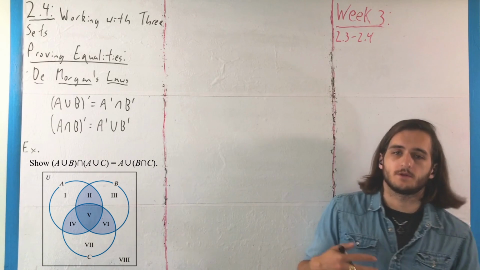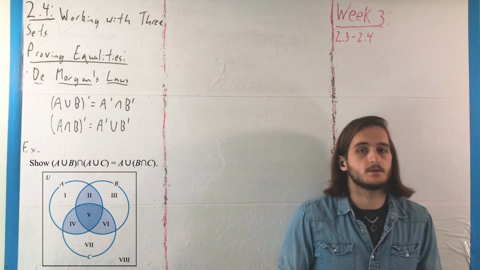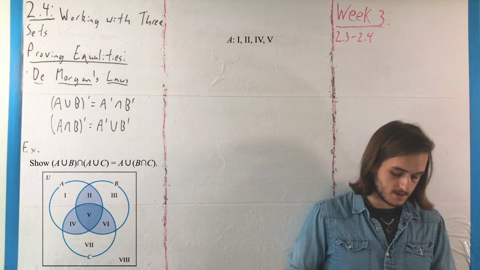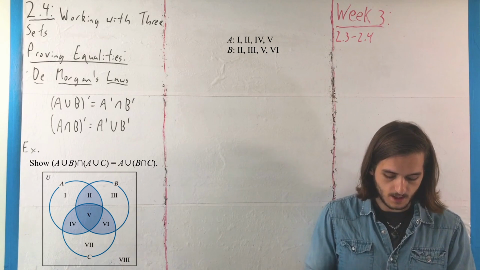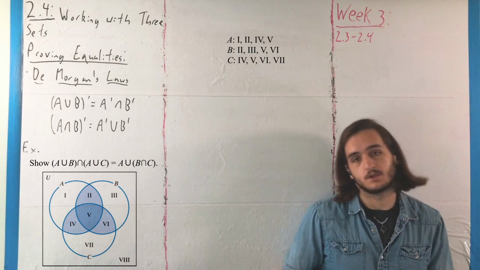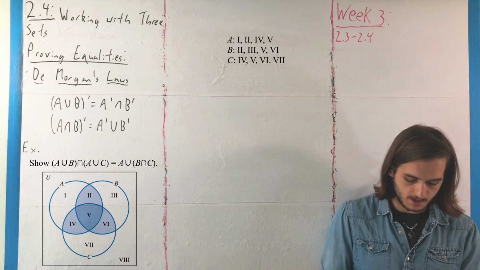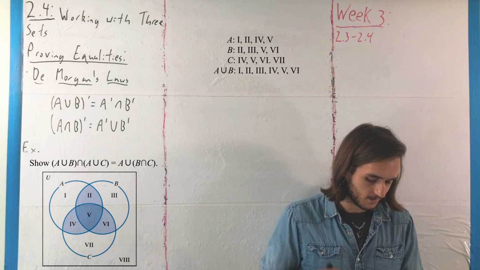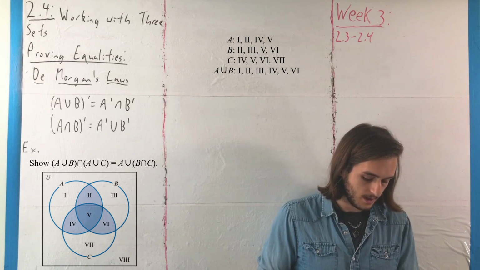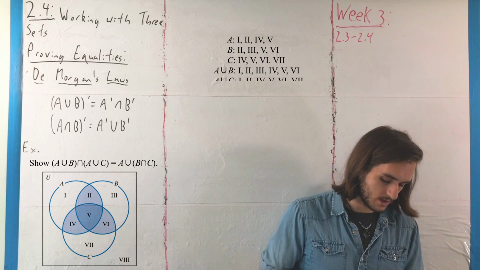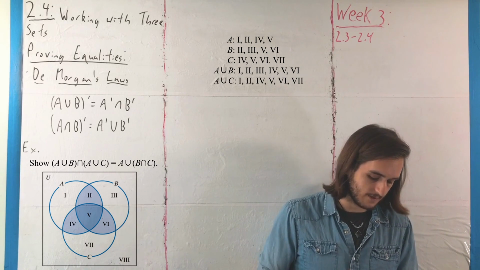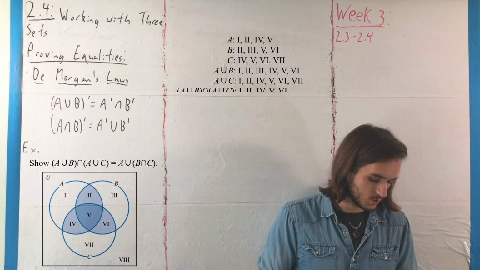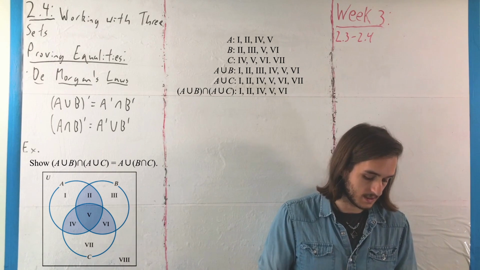So for this, we're going to follow through on the same sort of logic, except with more pieces. When we take A, we have 1, 2, 4, and 5. B will be 2, 3, 5, and 6. And C will be 4, 5, 6, and 7. So if we talk about those unions, A union B is going to end up being 1, 2, 4, 5, and 6, while A union C is 1, 2, 4, 5, 6, and 7. So if we end up intersecting those two unions, we would get 1, 2, 4, 5, and 6.